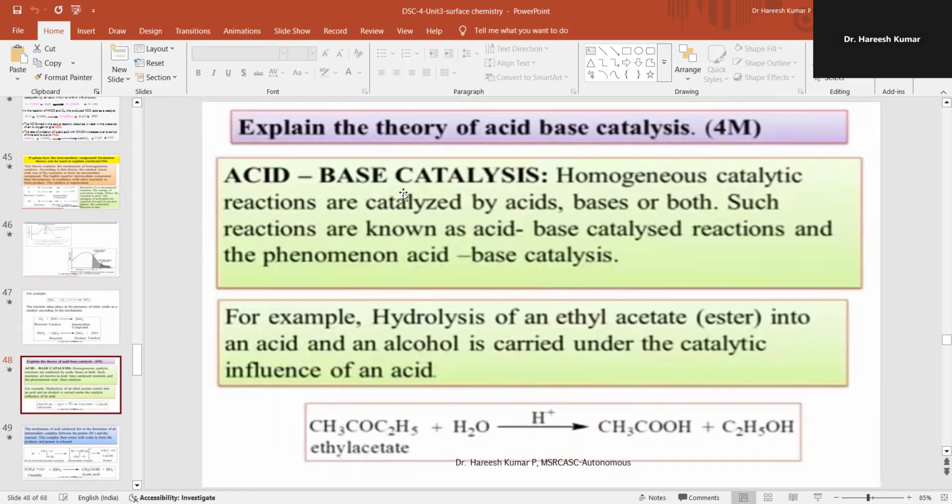So then I will explain the theory of acid-base catalysis. Acid-base catalysis means homogeneous catalytic reactions are catalyzed by acids, bases, or both. Such reactions are known as acid-base catalyzed reactions, and the phenomenon is called acid-base catalysis. For example, hydrolysis of ethyl acetate into an acid and an alcohol is carried out under the catalytic influence of acid. Ethyl acetate reacts with water in the presence of H plus, giving rise to acetic acid and alcohol.